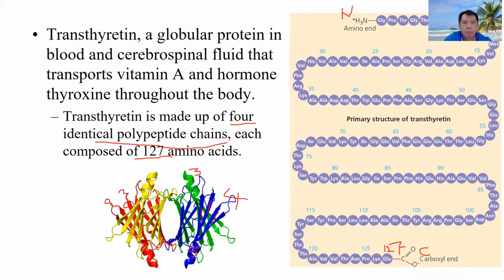Transthyretin is a globular protein in blood and the cerebrospinal fluid. Cerebrospinal fluid is the fluid that surrounds the brain and the spinal cord. It transports vitamin A and the hormone thyroxine throughout the body.